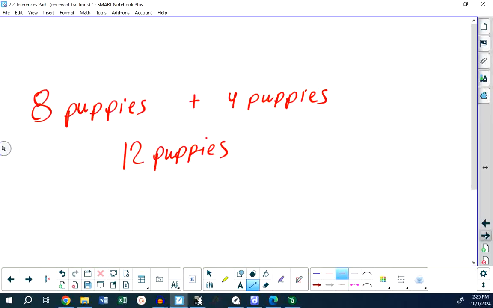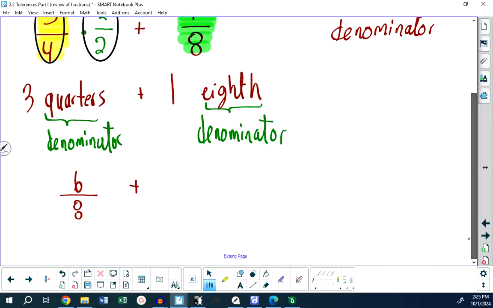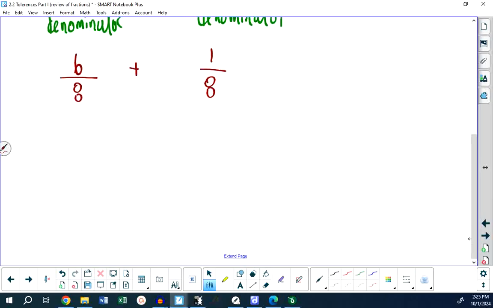But the important point now is that we now have a common denominator. So now what you're adding is 6/8. Don't think of it as 6 over 8. Just think of it as 6/8 plus 1/8. Well, you know, $6 plus $1 is $7. 6 goldfish plus 1 goldfish is 7 goldfish. 6/8 plus 1/8 will be 7/8.